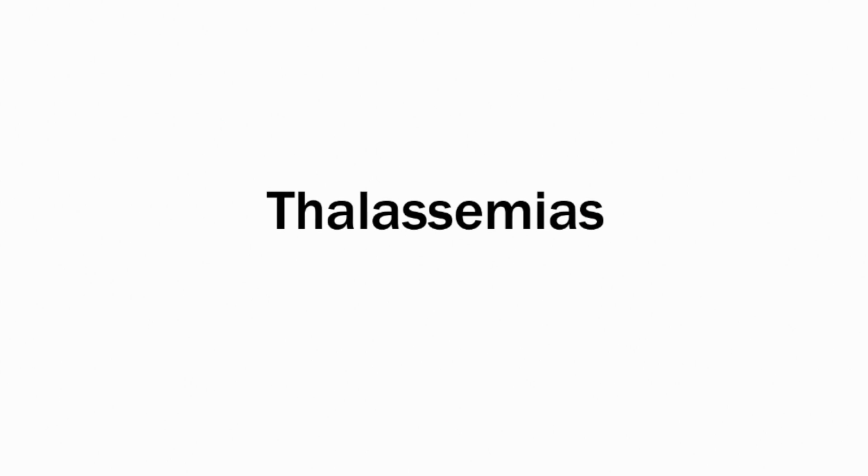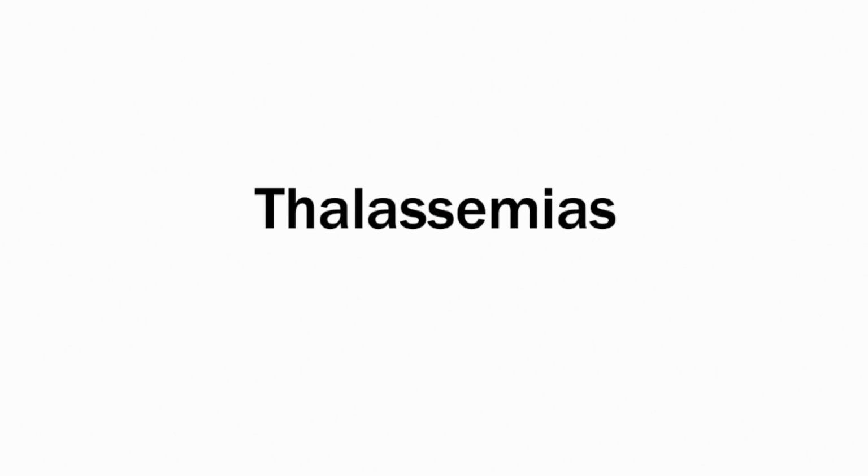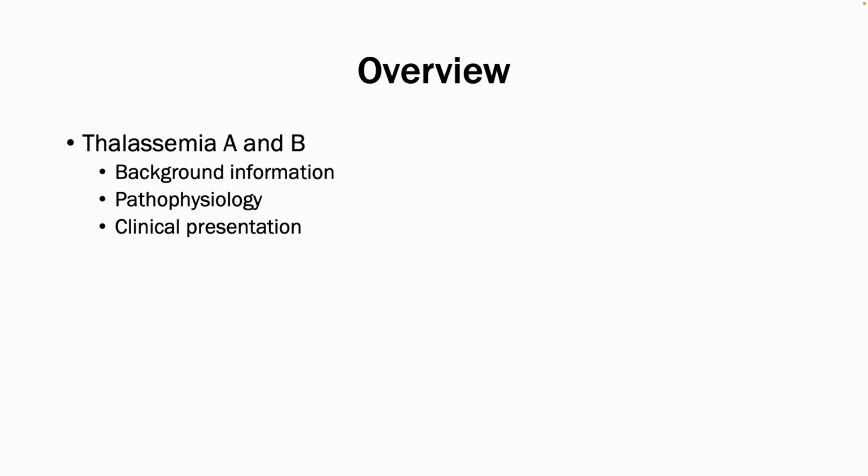Overall, before I start, thalassemia is an inherited blood disorder which causes the body to not create enough of the protein called hemoglobin. For a quick overview, I'll be going over the background information, the pathophysiology, some of the clinical symptoms, the key investigations, as well as the management. Now let's start with alpha thalassemia.